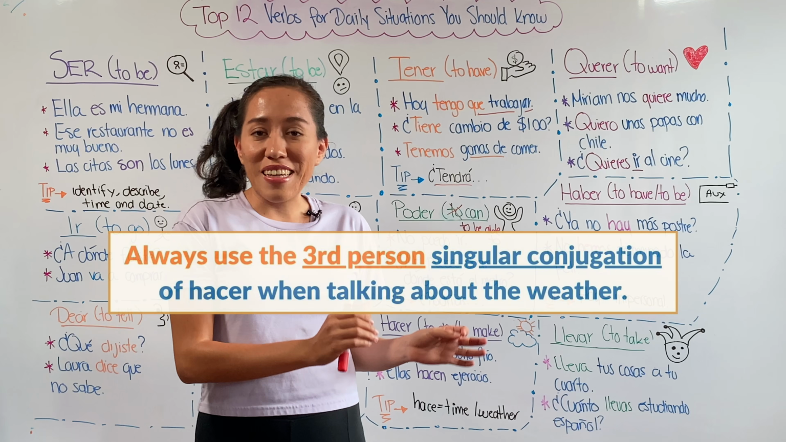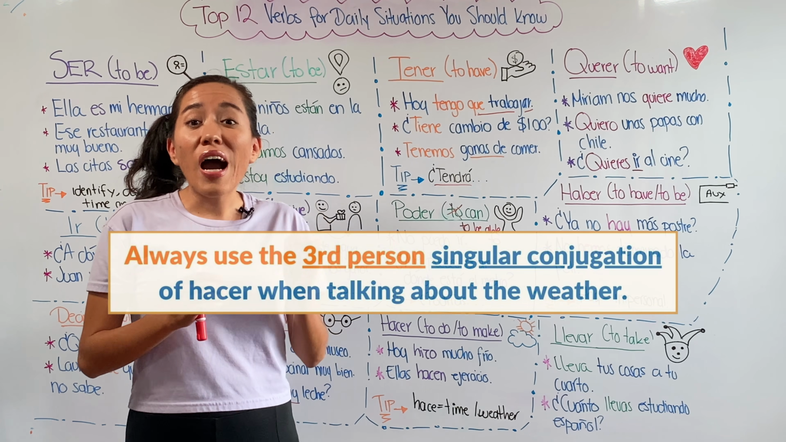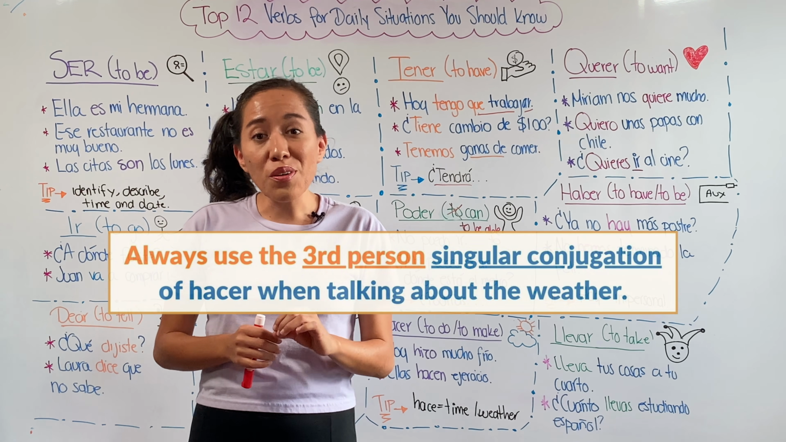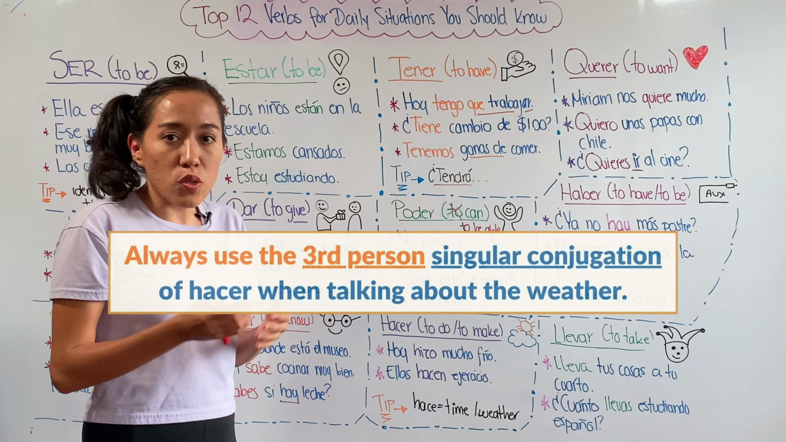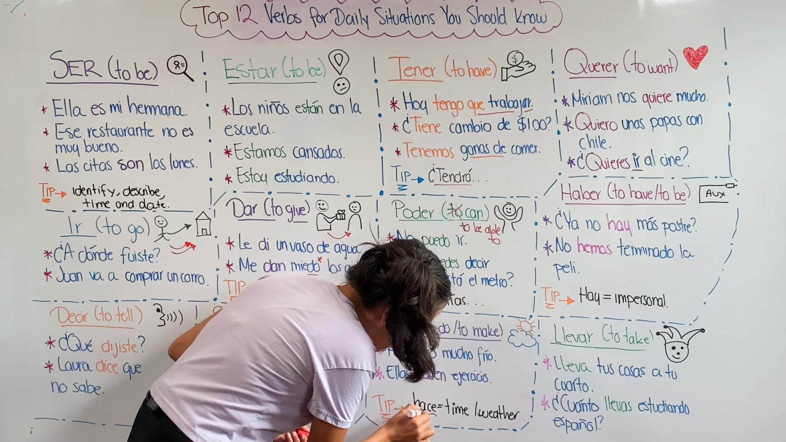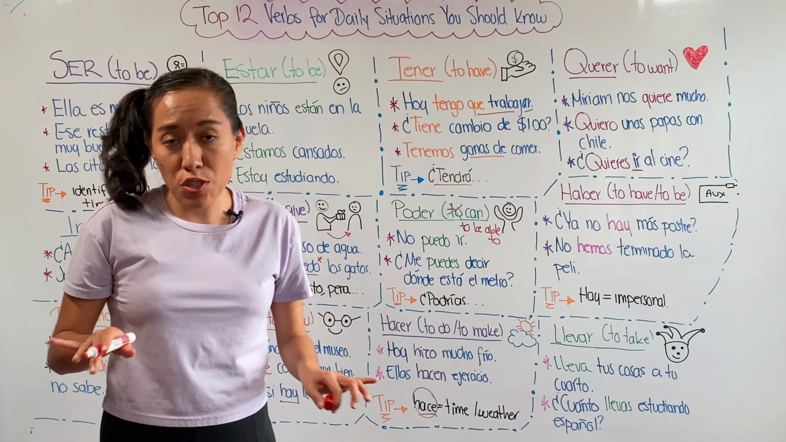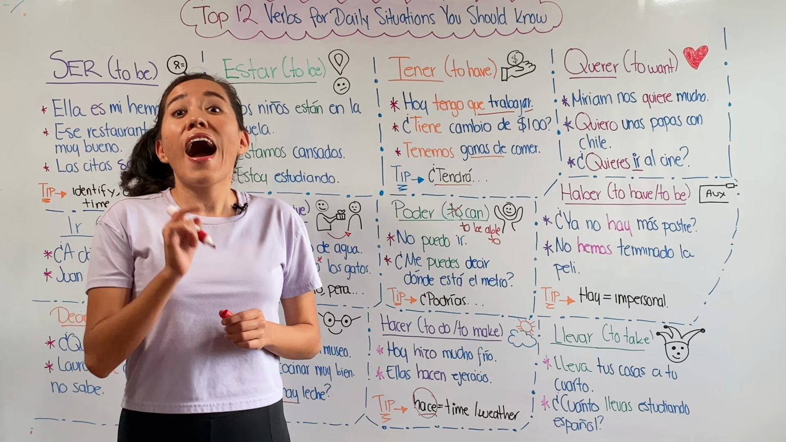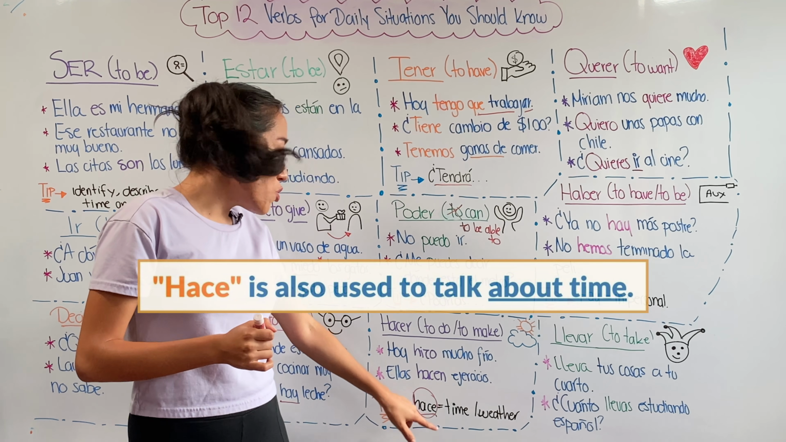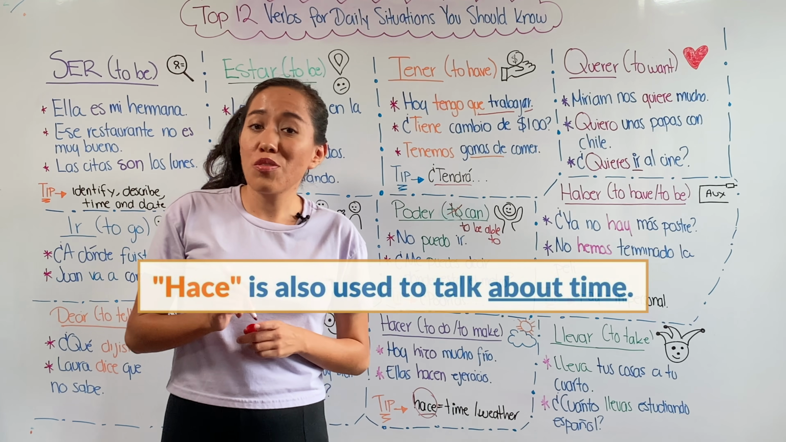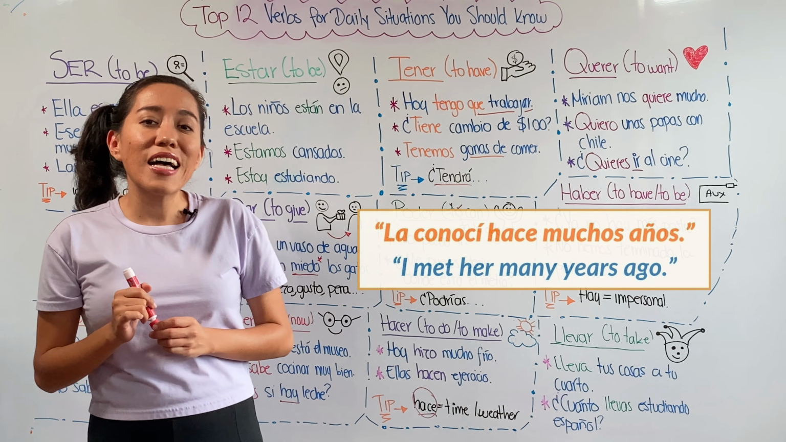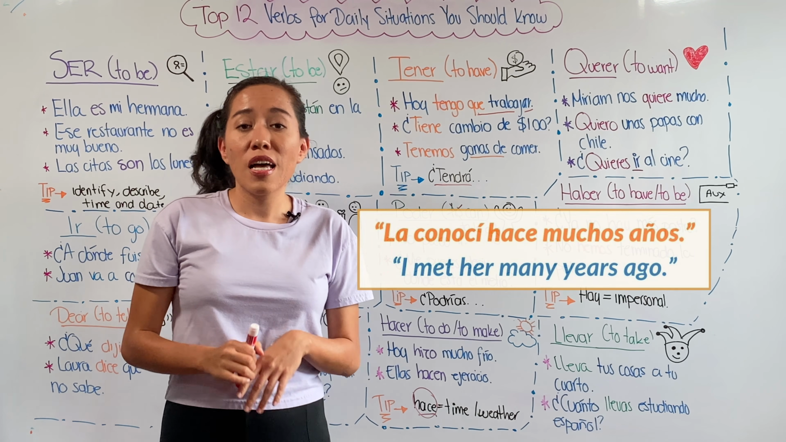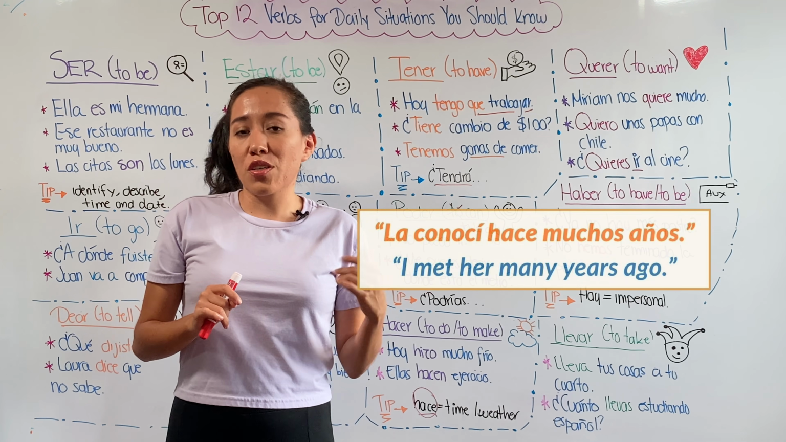When using hacer to talk about the weather, you have to use the third person singular conjugation, hace. Over here you have hace. And hace doesn't change. It's going to stay that way. Hace can also be used to talk about time. For example, la conocí hace muchos años. I met her many years ago.